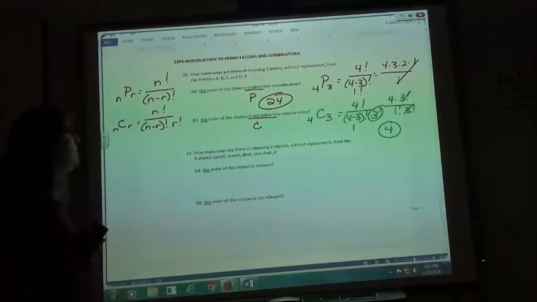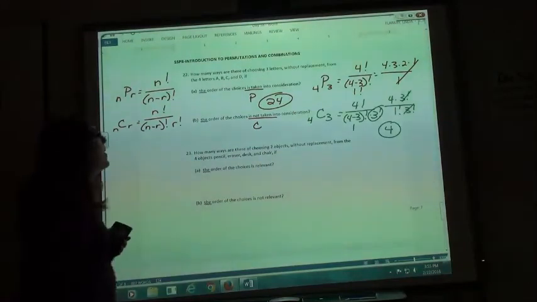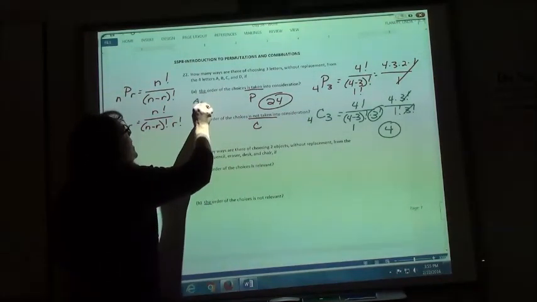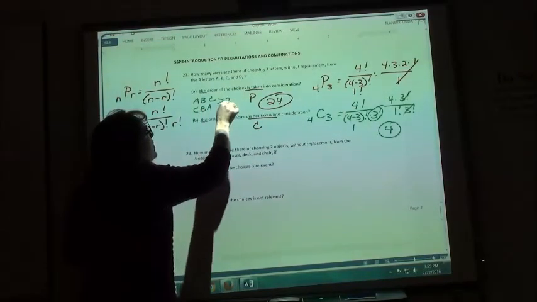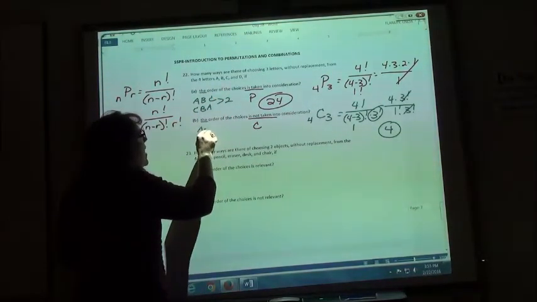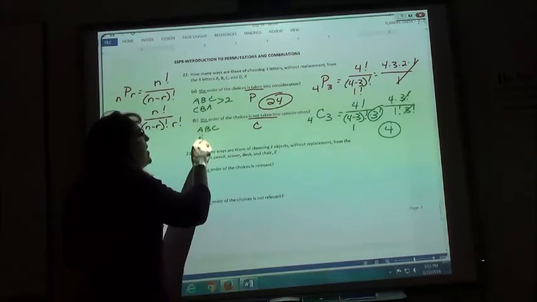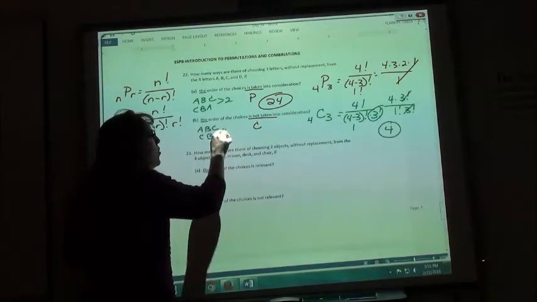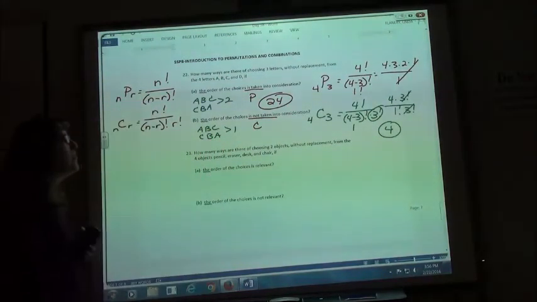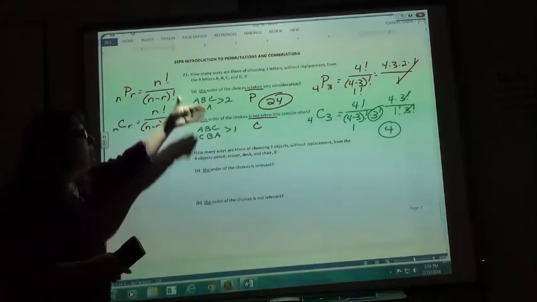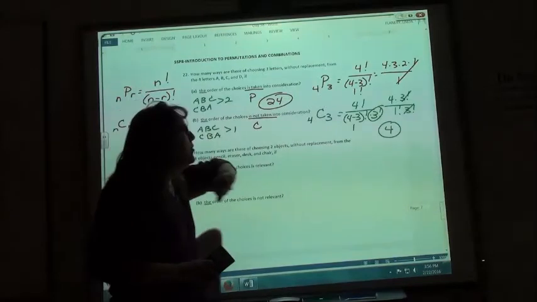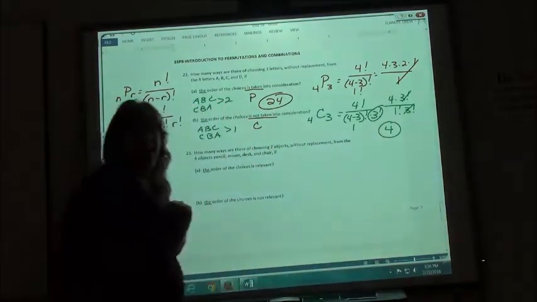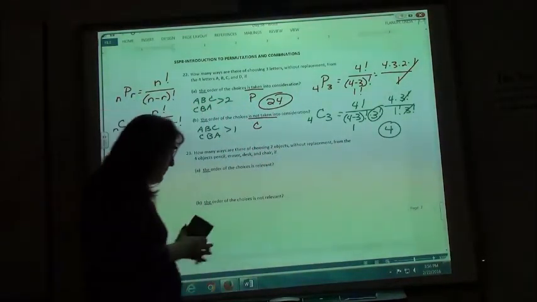So if I have A, B, C, D, and I'm taking 3 of them at a time, here A, B, C is different from C, B, A. That's 2 different ways. But here A, B, C is the same thing as C, B, A. It's the same group. That only counts as 1 arrangement. So it narrows down and cuts out the number of possibilities. I have 24 permutations, but I only have 4 combinations that I could make.